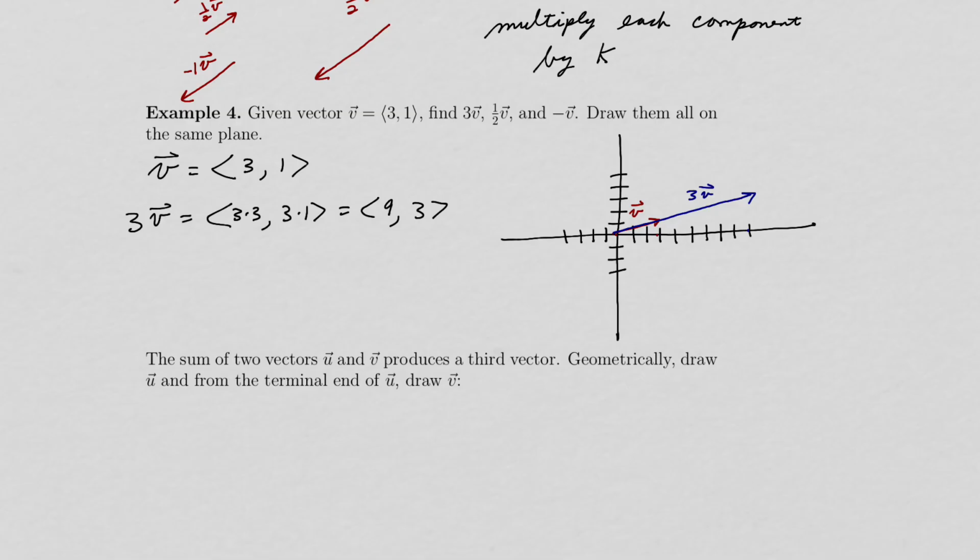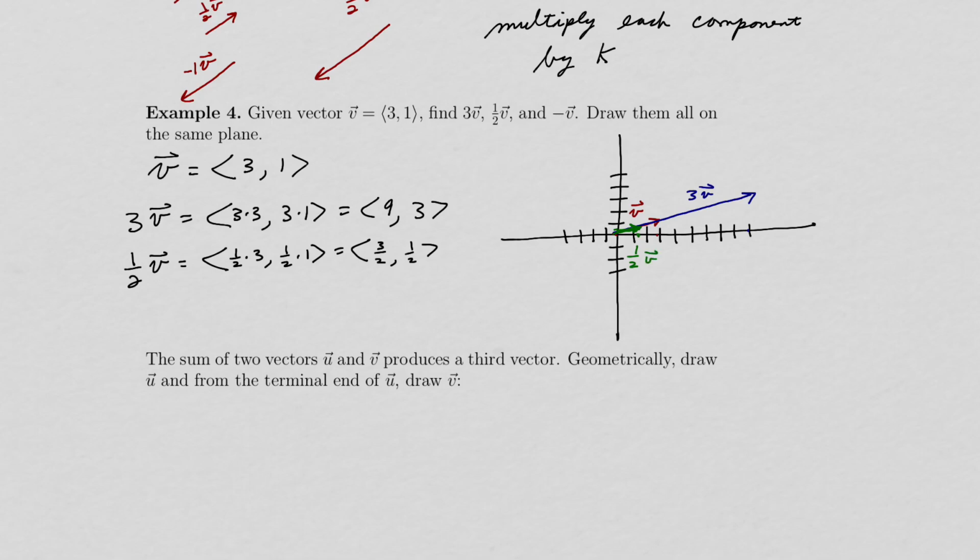Okay, and then the last one we want, actually 2 more. A half v means multiply each component by a half. So a half times 3 and a half times 1. Well, that's going to be 3 halves, or you could write it as 1.5 if you want, and then 1 half. So what will that look like? Well, that'll be in the same direction as v. It'll be half as long, right? The x component is 1.5 and the y component is 0.5. It'll look like this. It's hard to even draw it there. So that green vector is 1/2 v.